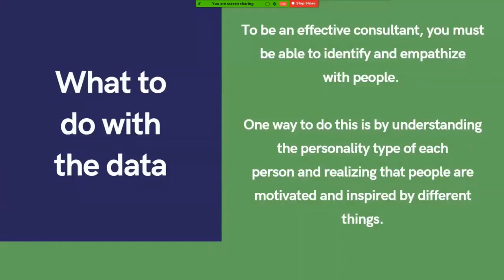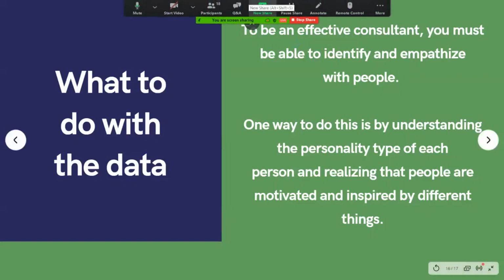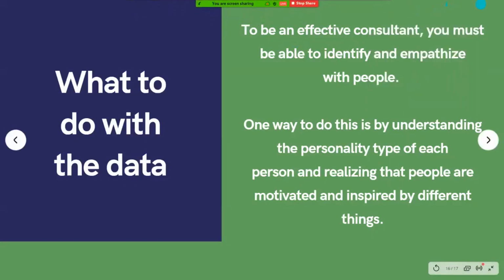So what do you do with the data? To be an effective consultant, you must be able to identify and empathize with people. One way to do this is by understanding the personality type of each person and realizing that people are motivated and inspired by different things. What works for Sally doesn't work for Johnny. What works for Johnny doesn't work for Susie, right? That is the way it works. You have to be on the same level, the same ground, the same page, whatever you want to call it.